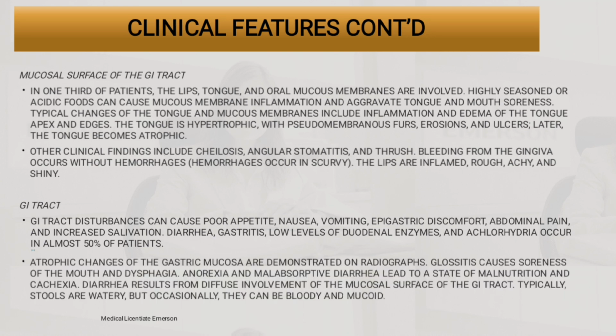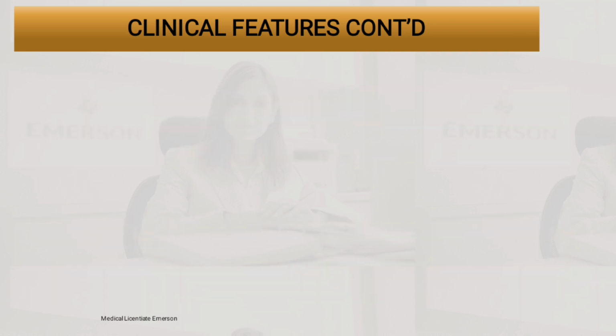Then atrophic changes of the gastric mucosa are demonstrated on radiographs. Glossitis causes soreness of the mouth and dysphagia. Anorexia and malabsorptive diarrhea lead to a state of malnutrition and cachexia. So the diarrhea results from the diffuse involvement of the mucosal surface of the GI tract. Typically, stools are watery but occasionally they can be bloody and mucoid. Okay, so those are the clinical features.